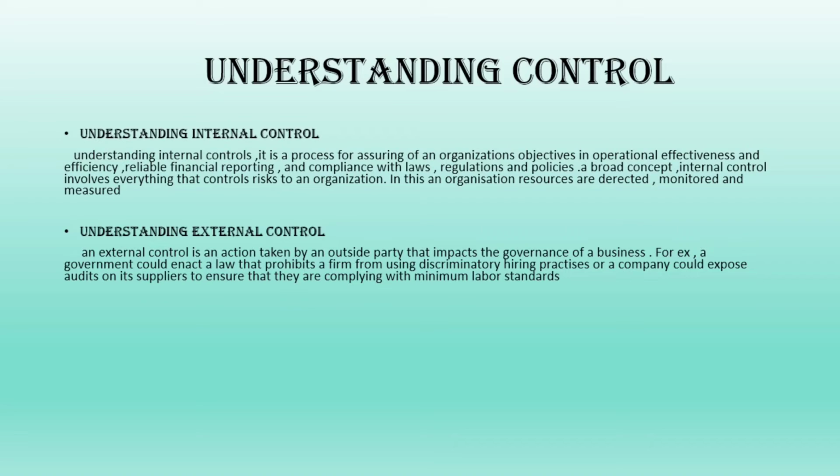Next, understanding external control. An external control is an action taken by an outside party that impacts the governance of a business. For example, a government could enact a law that prohibits a firm from using discriminatory hiring practices, or a company could impose audits on its suppliers to ensure that they are complying with minimum labor standards.